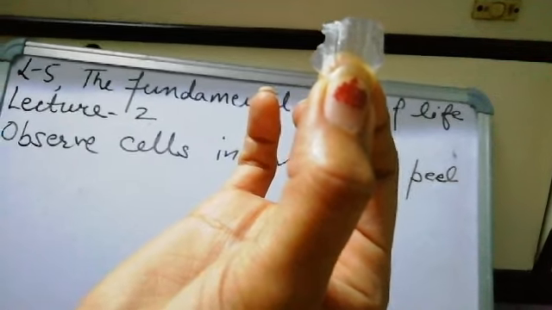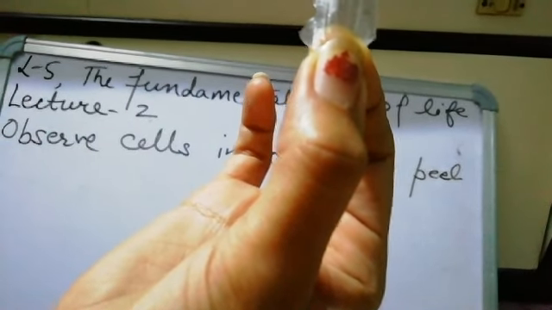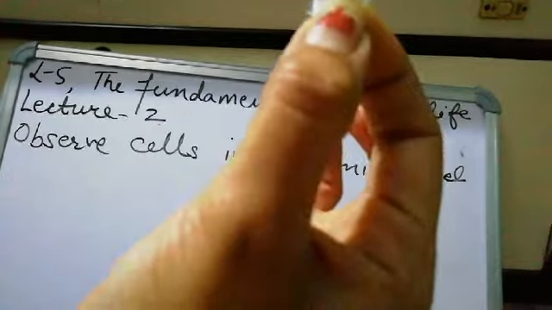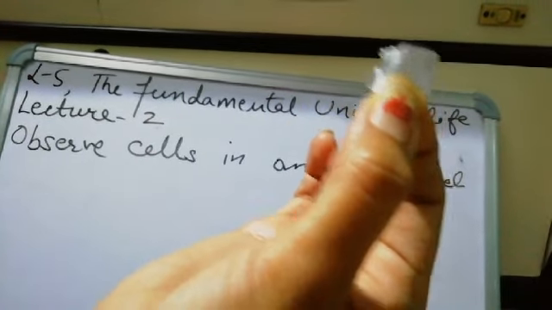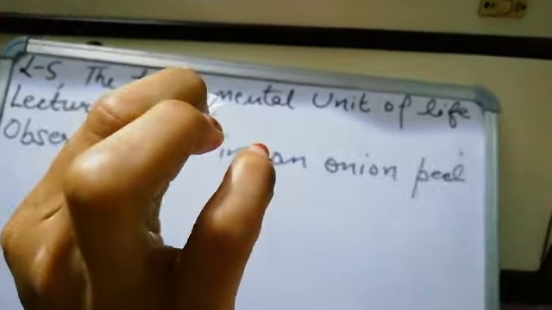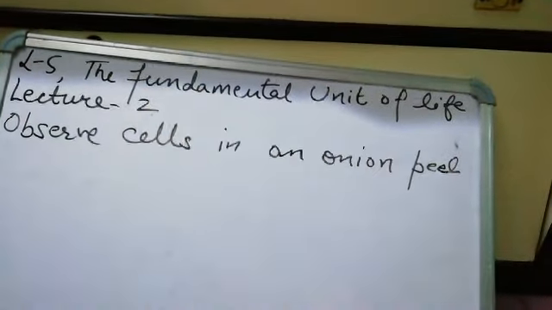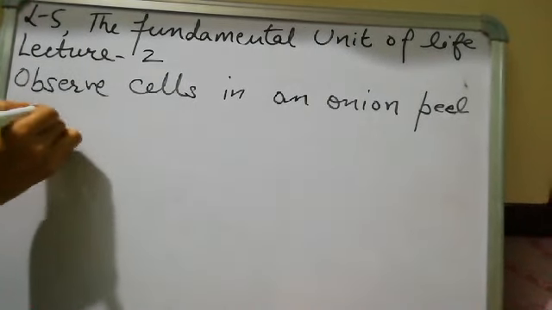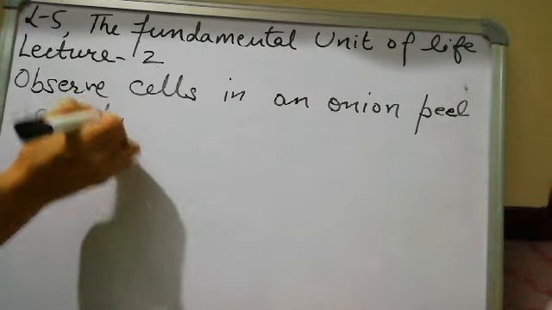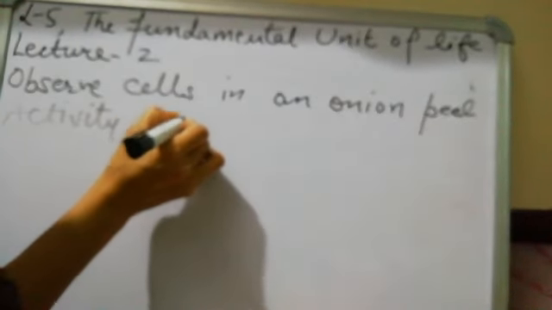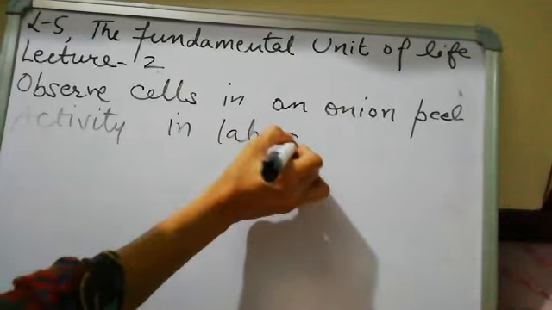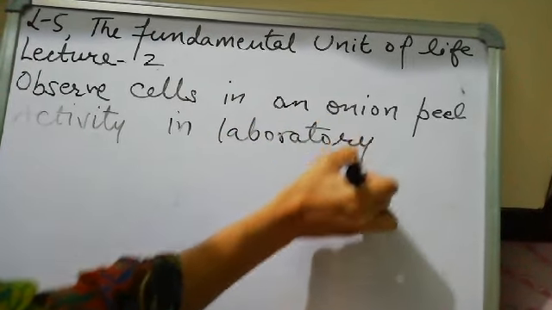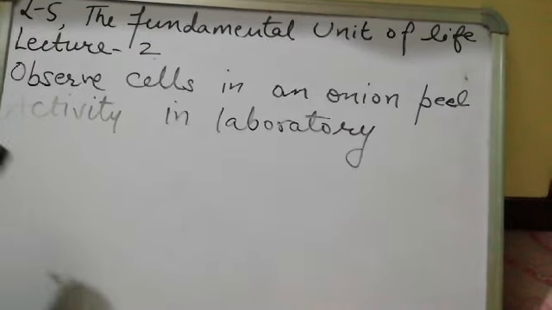By staining this onion peel in a laboratory with the help of a staining solution, or by keeping the unstained onion peel on a glass slide and observing under a microscope, we can observe so many cells in the onion peel. But that is an activity which we will perform in the laboratory. That was only a general instruction regarding this activity.